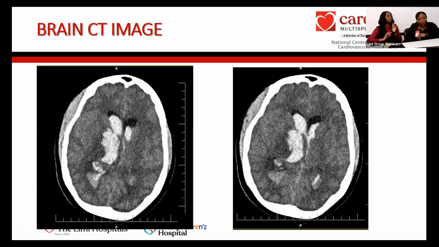And then for this, we can see the difference. Now this one is whiter. We call them hyperdensities. So that's how you recognize hemorrhage on CT. So hemorrhage is white, ischemia is dark.